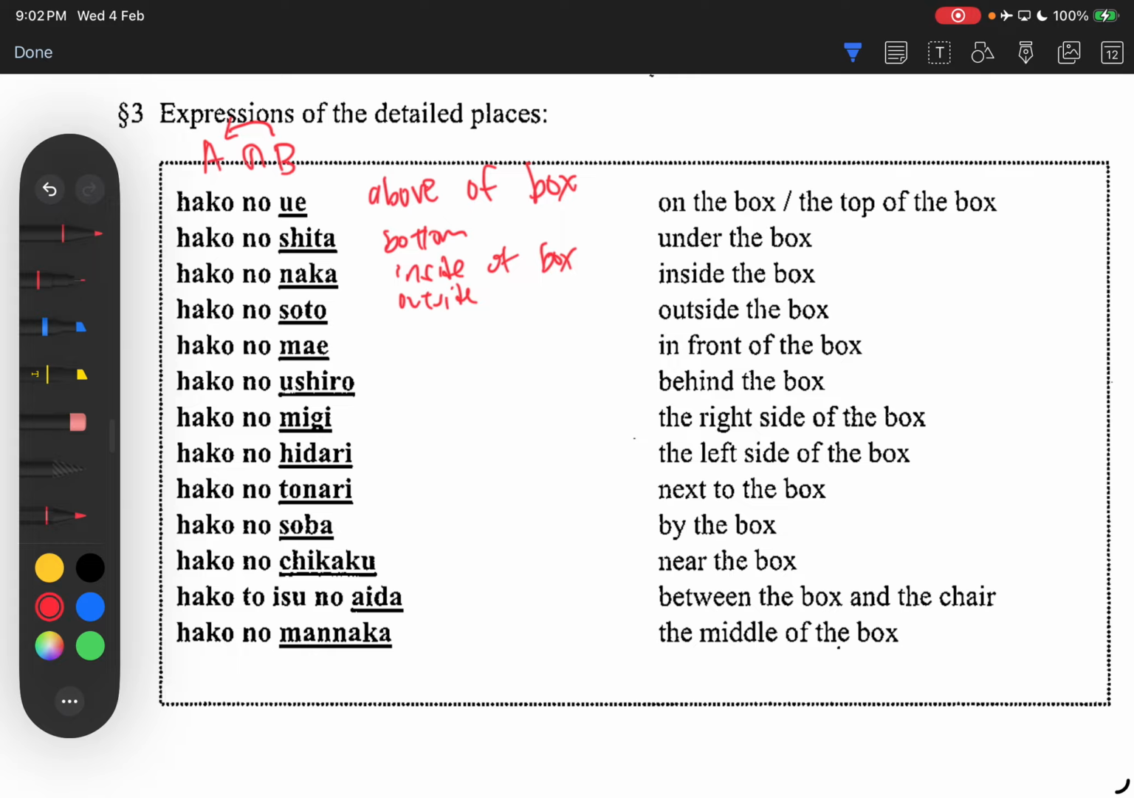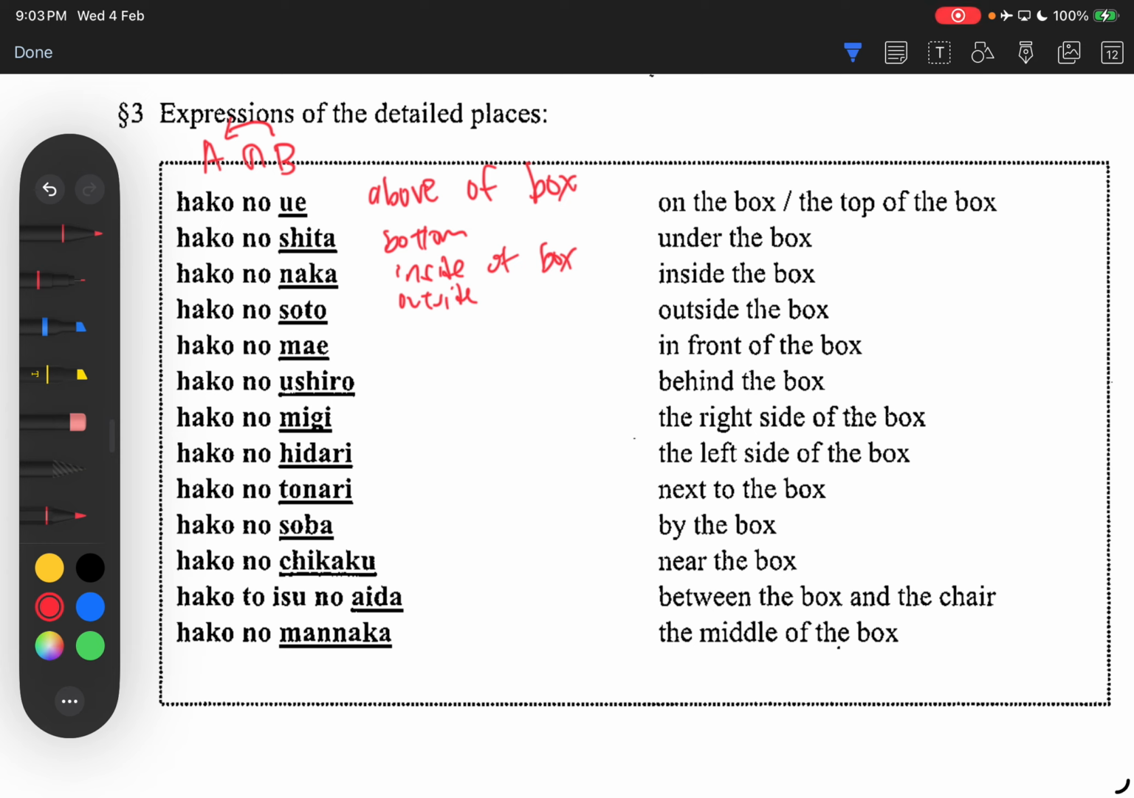No means relationship, so aida means the relationship between, between the box and chair. So it's like in between the box and chair. That's aida. Then we have mannaka. Mannaka means the concentric center, exactly in the middle. Then we say mannaka. So that will be the middle of the box, or exactly at the concentric center of the box.